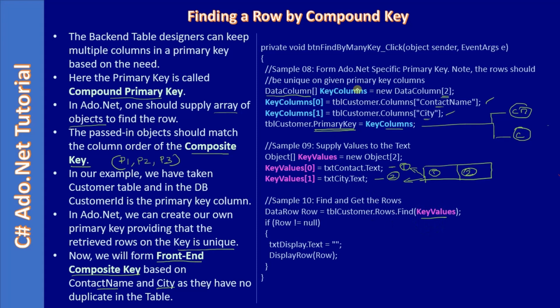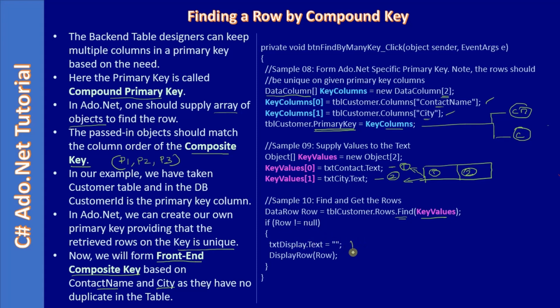First we specified the composite primary key here. Then we packed the values that matches the order of these keys. Then in the rows collections find method, we pass this key value, which is already populated from our text box. That's all. The find method will return one or more row, or sometimes it may not return any row at all. So that's why here we are checking the null condition.